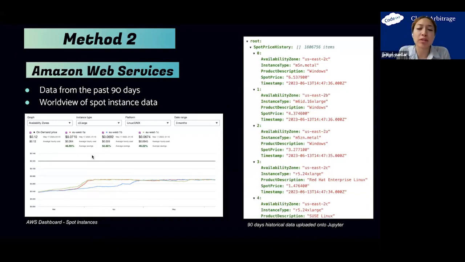Shania and I have been working on Amazon Web Services. The first thing that we had to do was scrape the data. We did this on the Amazon Web Service command line interface, extracting the past 90 days of AWS Spot instance data. On the left is how it is viewed on the AWS dashboard. As you can see, there are 4 different filters, including availability zones, instance type, platform, and date range. We extracted it and then uploaded it onto Jupyter. On the right is how it looks in JSON format. And we did this so that we can ensure that we have a world view of AWS data and make it easy to find the cheapest spot price.